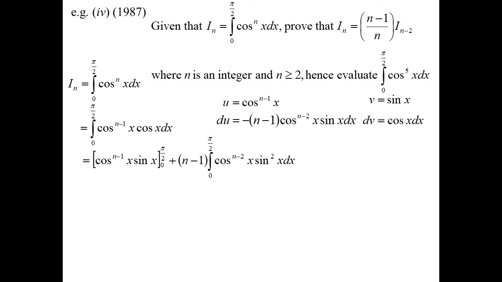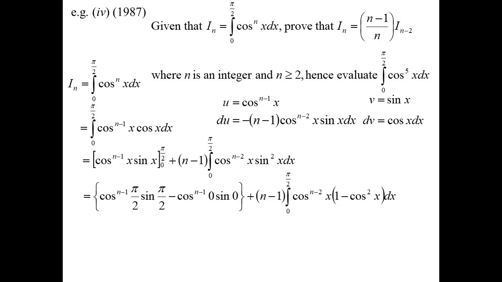Okay, well, we can work out the brackets there. That's just going to be 0 when we look at it, because cos of pi on 2 is 0, and then sine of 0 is 0. So we can have 0 minus 0. That's just going to go away. Let's look at the integral. That's more interesting. Let's change the sine squared into 1 minus cos squared, then split that into two integrals.